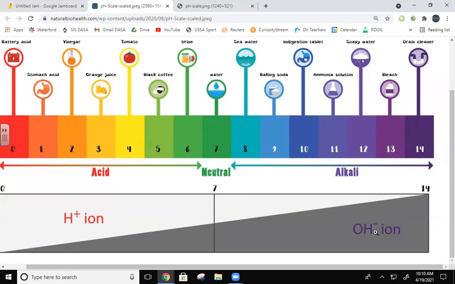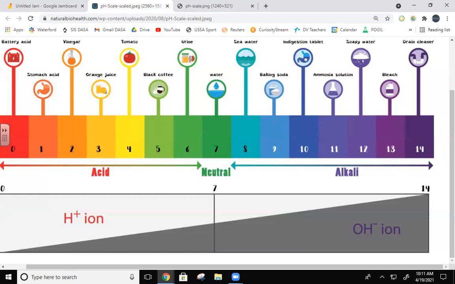Okay? Does this make sense? Concentration of hydrogen, concentration of hydroxide. Cool? Okay. Don't change it yet. Okay.